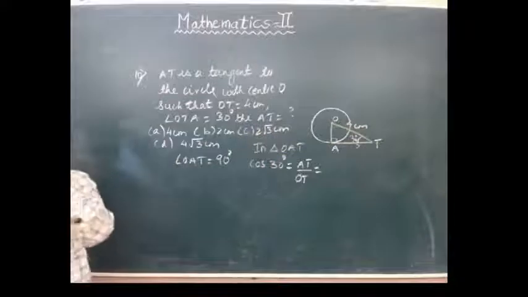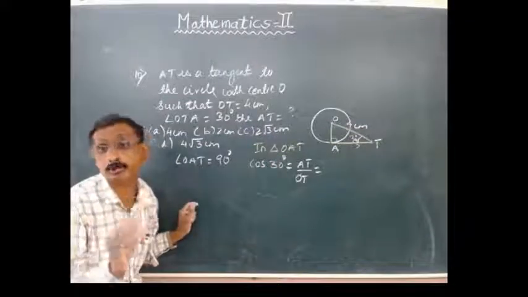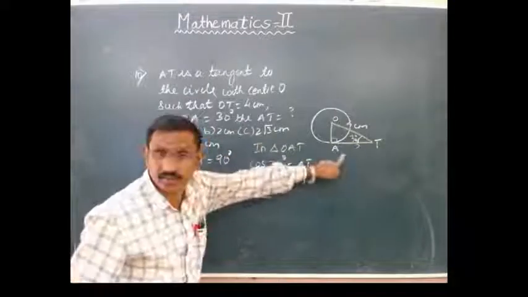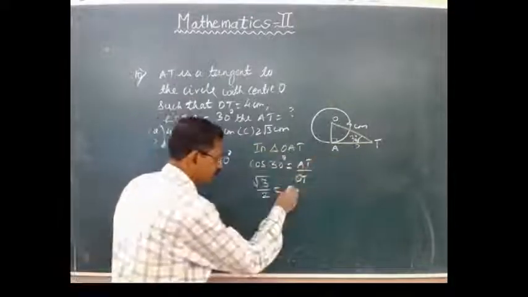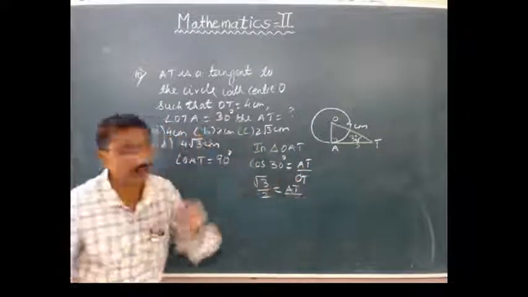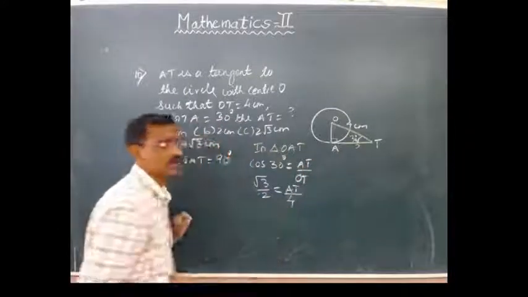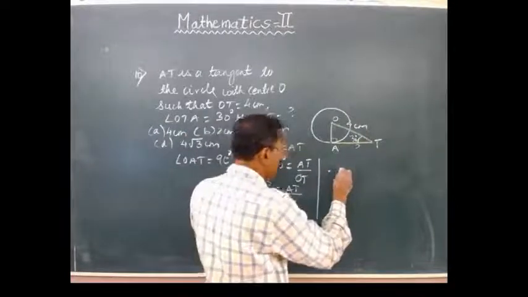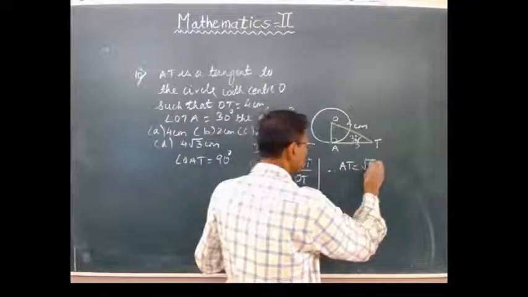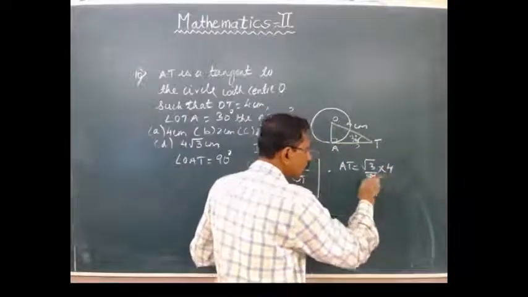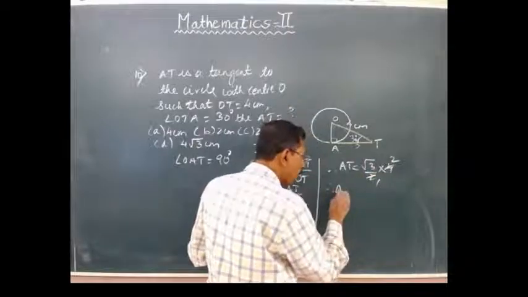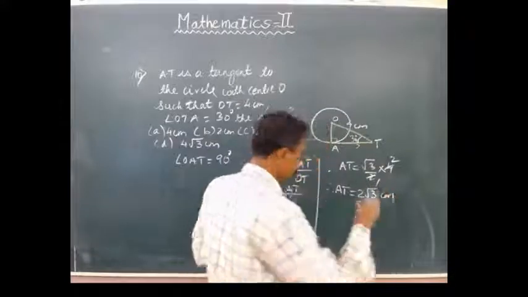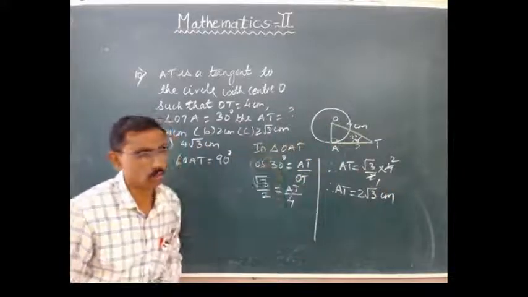I know what is cos 30 degrees. What is cos 30? Root 3 upon 2. So I'll write here root 3 upon 2 is equal to AT upon OT. Is AT given to me? No, I have to find AT. Is OT given to me? Yes, OT is given to me as 4. Now, cross multiplication. Therefore, AT is equal to root 3 upon 2 into 4. 2 ones are 2, 2 2s are 4. Therefore, AT is equal to 2 root 3 centimeter.